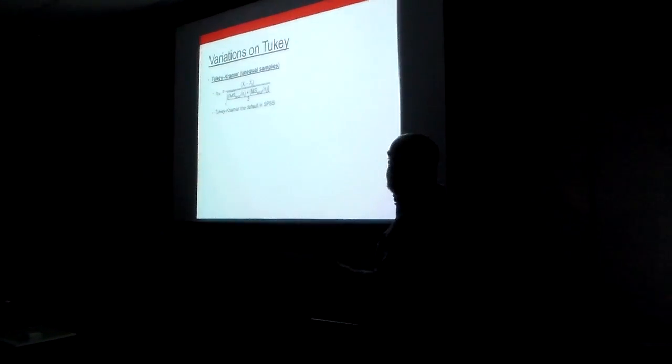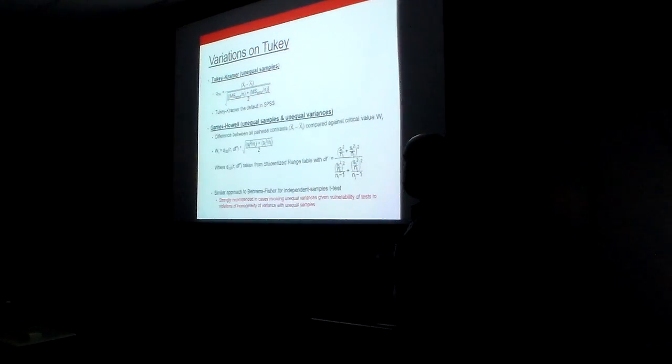Okay. Variations on Tukey: Tukey-Kramer, if we have unequal sample sizes, right? Tukey-Kramer is nice in SPSS. This is the Tukey that you get. It's a sort of combination Tukey HSD, making a correction for variation in your cell sizes. In SPSS, we can also request a Games-Howell correction. Games-Howell is correcting for unequal samples and unequal variances.